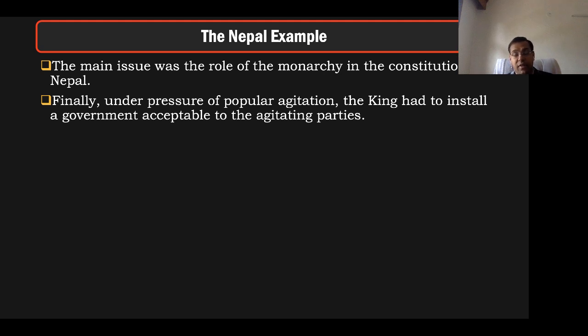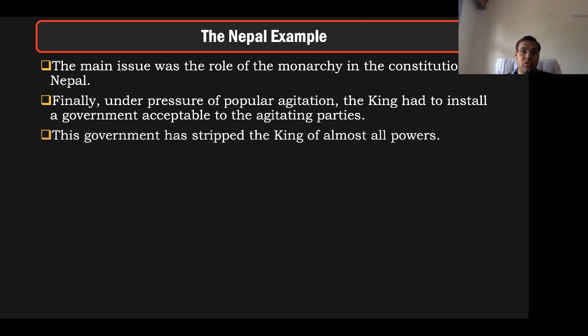He did, and it's functioning pretty well even today. So this government has stripped the king of almost all powers. Now it's a reverse psychology. The government has become powerful. It has stripped the king of almost all powers. That, okay, now there's a government, a democratically elected government. The power is in our hands.